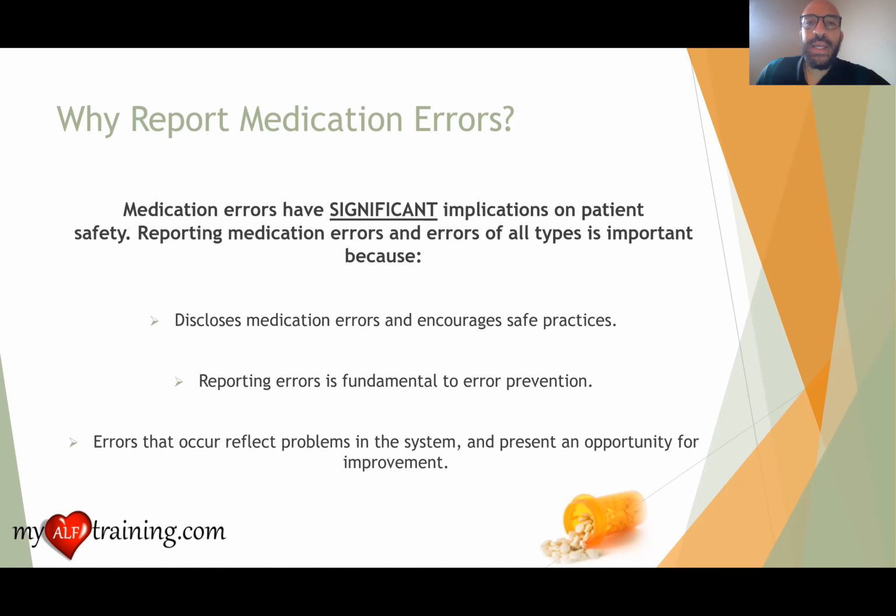Remember, we talked about medication errors early in the beginning of this presentation. It's just when you give the wrong medication, but it doesn't cause an adverse event, it doesn't harm the patient. So reporting all errors, errors of omission, errors of commission, adverse events that result from medication errors, it's important to report them all because they could help prevent a future error.